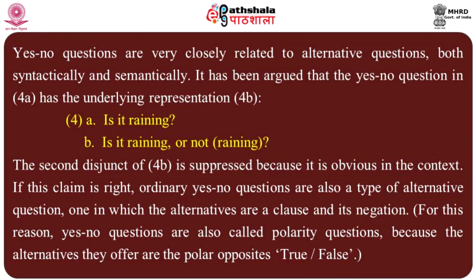Now, as we said, yes-no questions are very closely related to alternative questions, both syntactically and semantically. It's been argued that the yes-no question in the sentence 4A that you see on the screen has the underlying representation 4B. That is, is it raining? Has the underlying representation, is it raining or not raining? The claim is that the second disjunct of 4B is suppressed because it is obvious in the context.